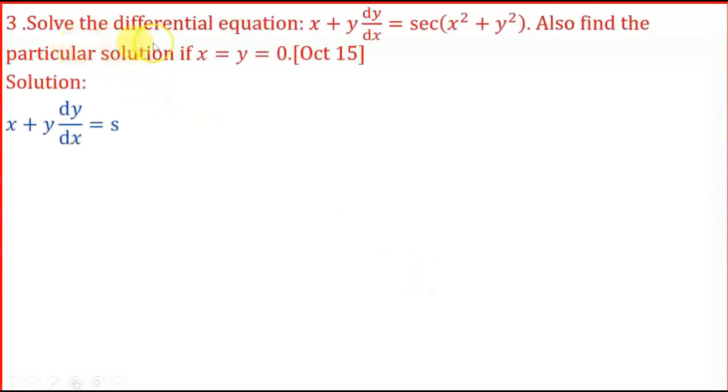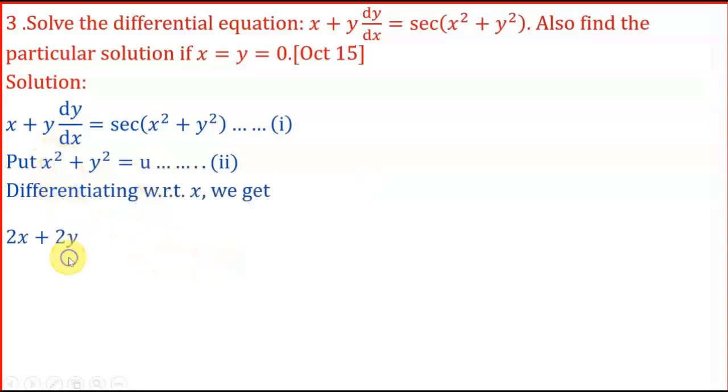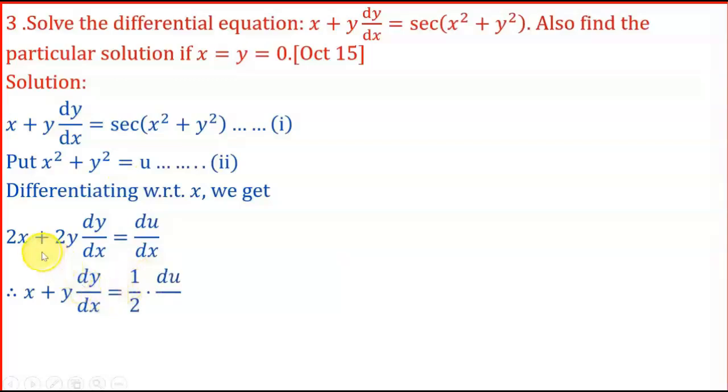Now next, solve the differential equation x plus y into dy by dx is equal to sec square in bracket x square plus y square, and also find the particular solution if x and y both are 0. Now this is the differential equation. Put x square plus y square is equal to u. Differentiate this. Derivative of x square is 2x. Derivative of y square is 2y into dy by dx. And the derivative of u is du by dx.